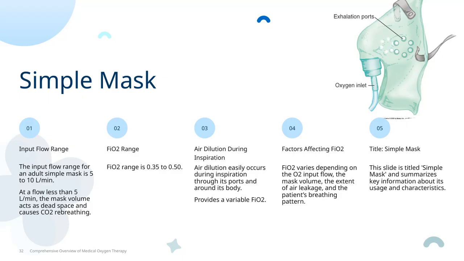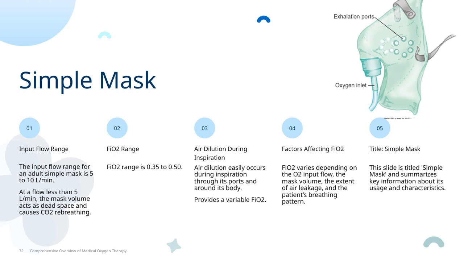Let's take a closer look at the simple mask. One important aspect to understand is that air dilution can easily occur during inspiration through its ports and around its body. This means that the oxygen delivered isn't always at a fixed concentration. As a result, the simple mask provides a variable FiO2, typically ranging from 0.35 to 0.5.